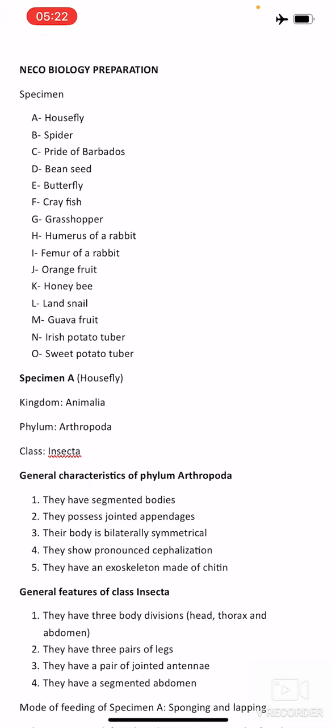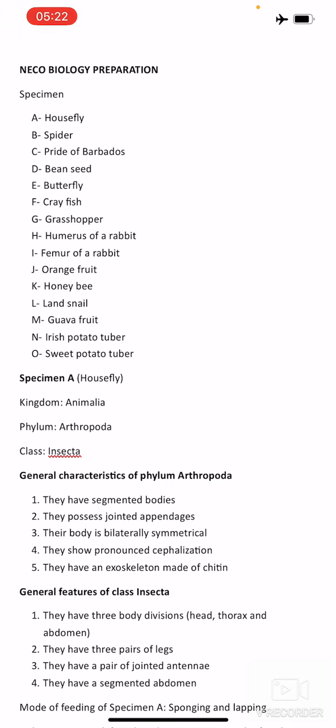Today, I want to quickly discuss the NECO biology preparation because of the exam that is coming this Friday. That's NECO biology practical. So, these are the specimens listed. Specimen A, housefly; B, spider; C, pride of Barbados; D, bean seed; E, butterfly. So just look at the specimens.